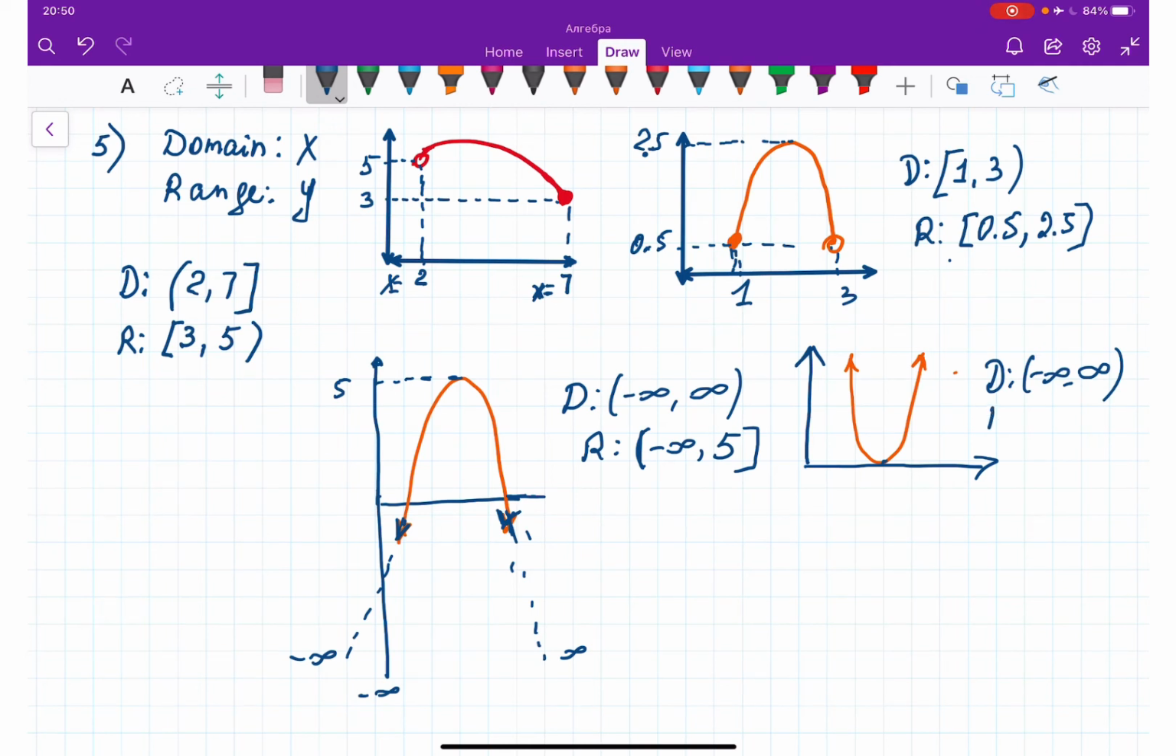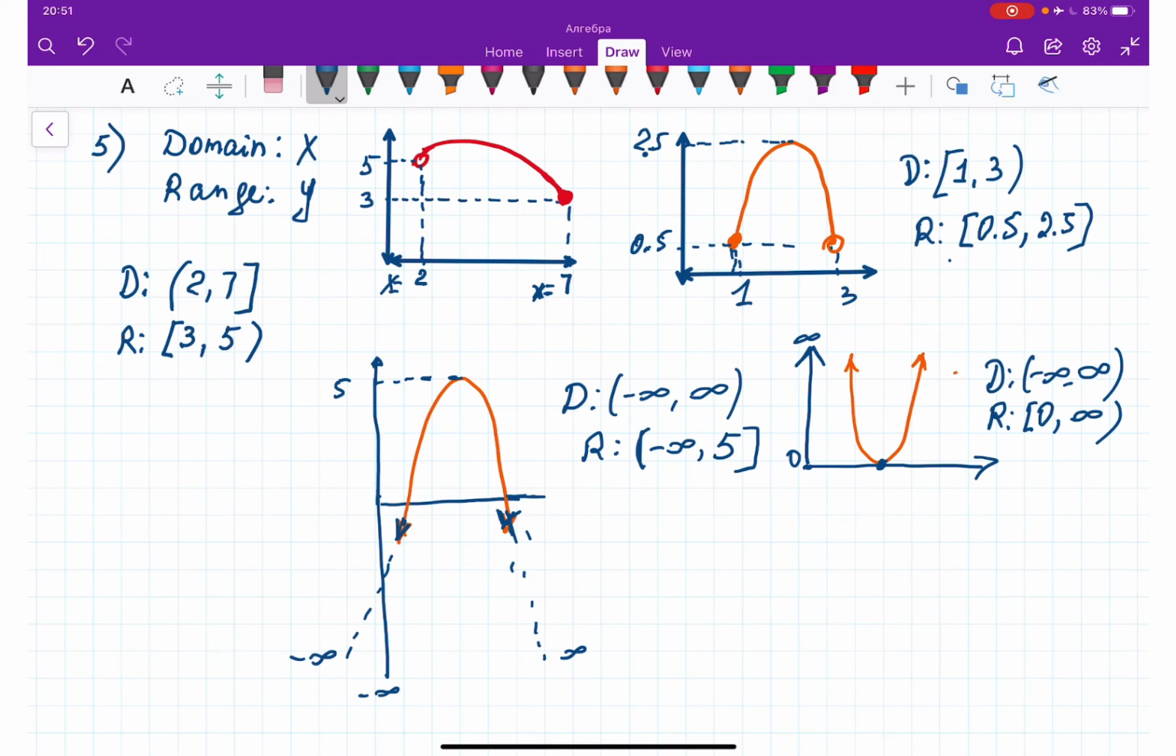And the range: one end is positive infinity, right? It's going up. And the other one, where is this point for y? It's 0, correct? On the level of 0. So it starts with 0, and 0 is included, because 0 is smaller than positive infinity. I put 0, and infinity goes positive, and it's going to be in parentheses. All right? Okay.